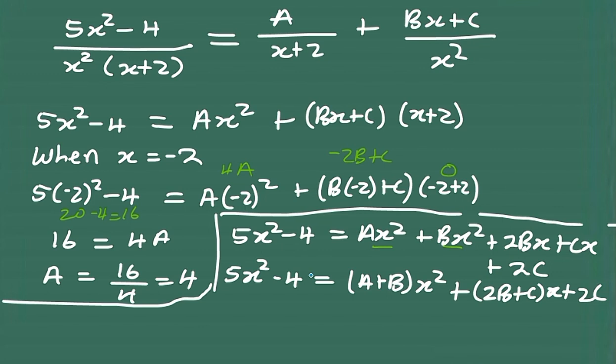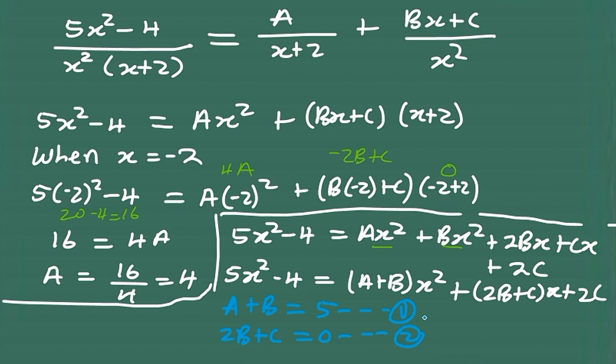So we can say that a plus b is equal to 5, equating their coefficients. So the coefficient of x squared at the left hand side is 5. We call this equation 1. And the coefficient of x at the left hand side is 0. So basically we say that 2b plus c is equal to 0, and we can call this equation 2.